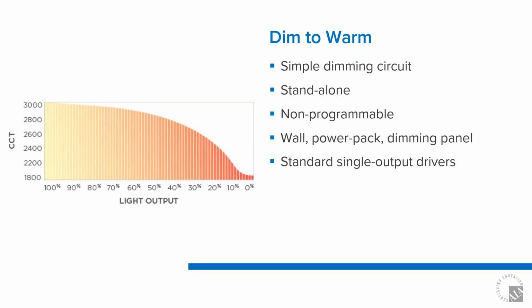It can be a standalone system. It's a non-programmable system. Usually you take care of the control strategy via wall, power pack, or a dimming panel. So you have a wall station that may have some sort of 0 to 10 volt dimmer in it, or you may have a power pack that goes back to a dimming station. And then dim to warm is a standard single circuit output driver.